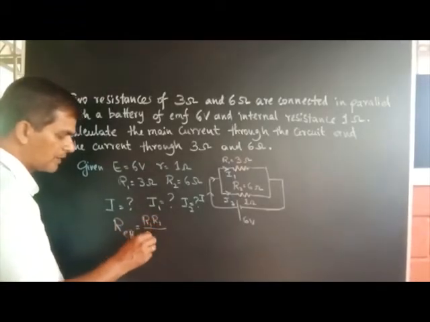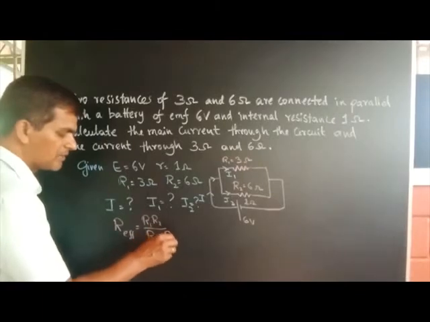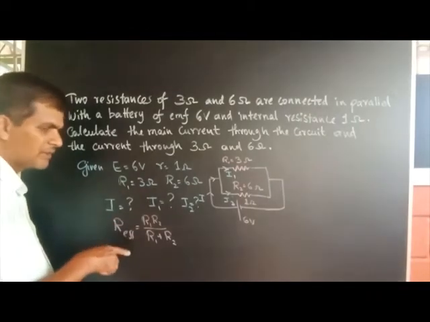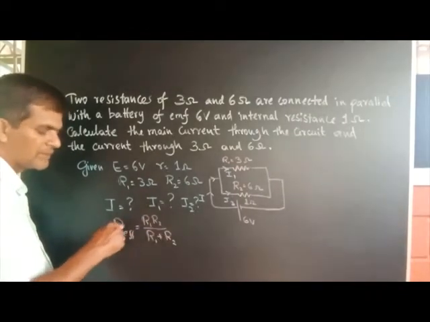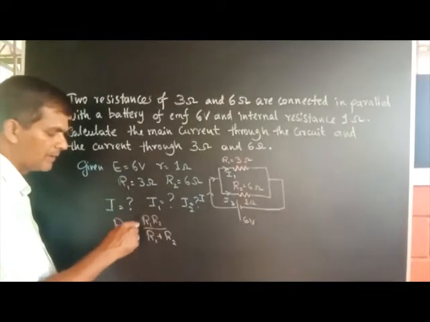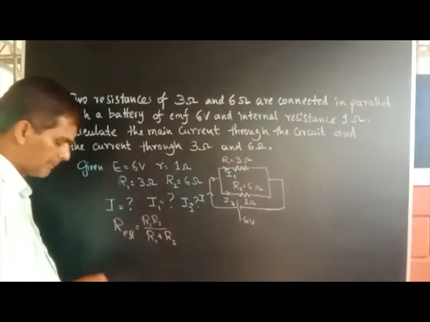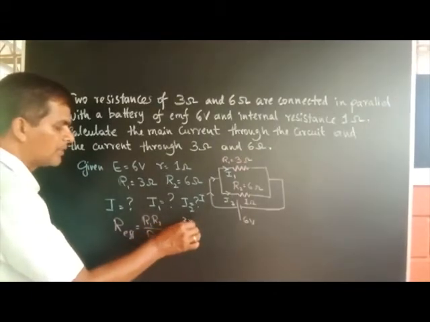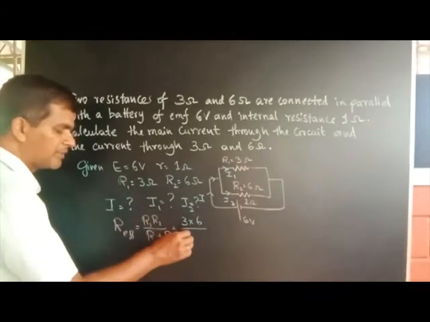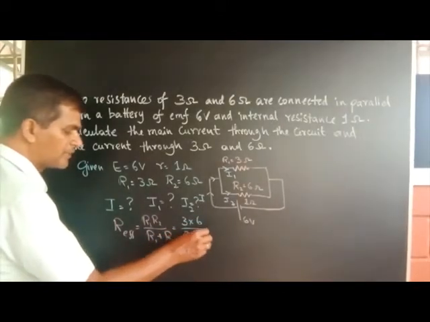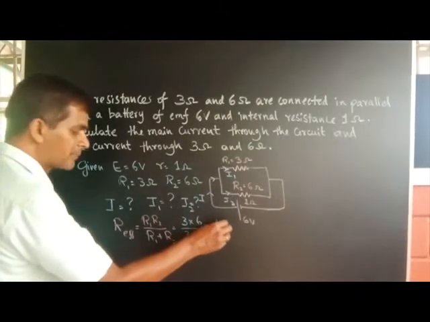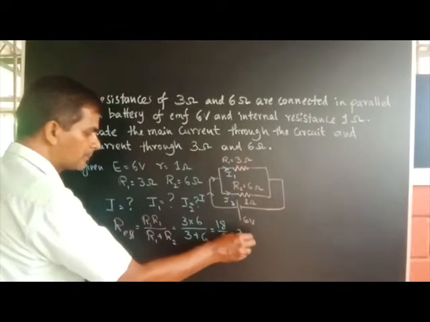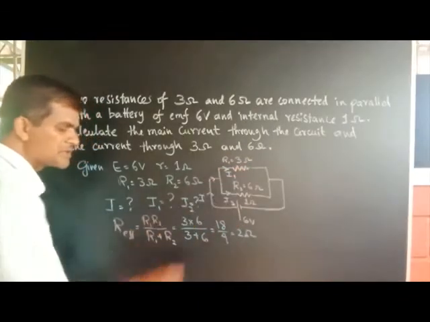The reciprocal of effective resistance is the sum of the reciprocals of individual resistances, and based on this we have a formula: 1 by Rs is equal to 1 by R1 plus 1 by R2, that I can rewrite as Rs, or R effective, is R1 into R2 divided by R1 plus R2. Let us substitute these values of R1 and R2, that is 3 into 6 divided by 3 plus 6. The 3 into 6 is 18 divided by 9, as a result is 2 ohm. Now the effective resistance of this combination is 2 ohm.